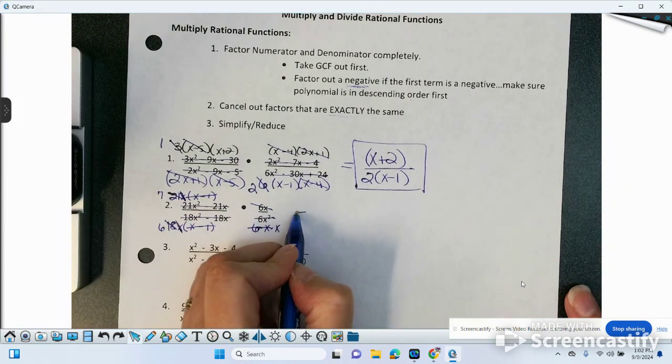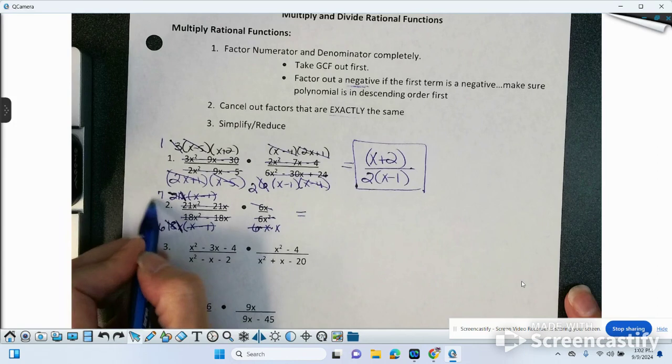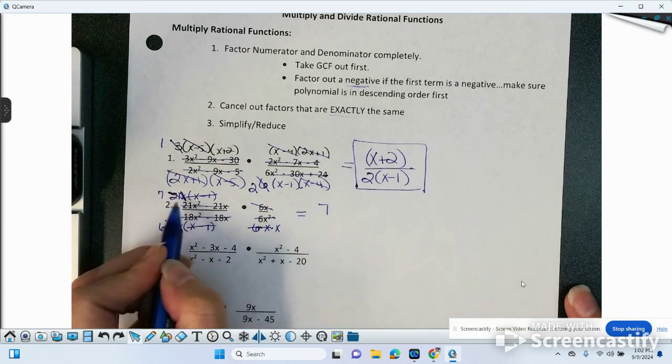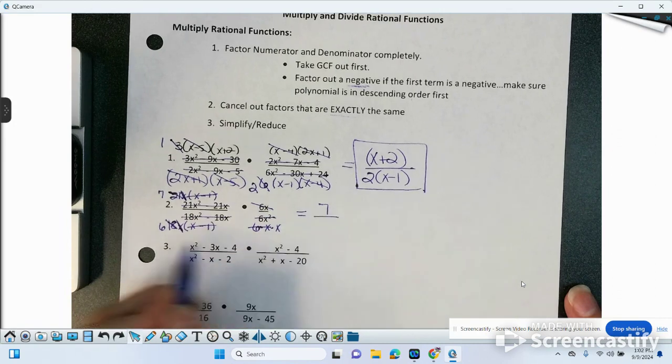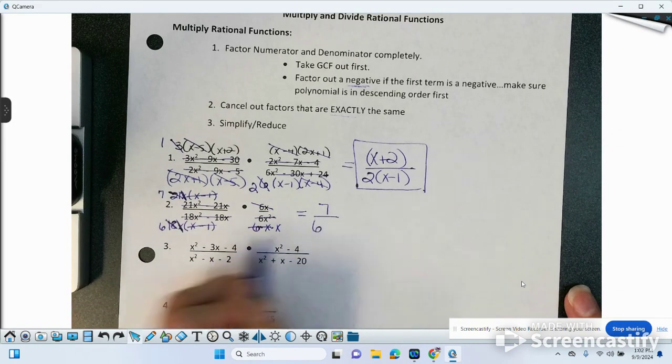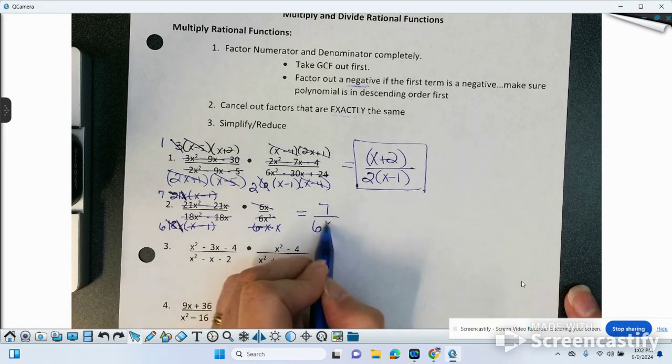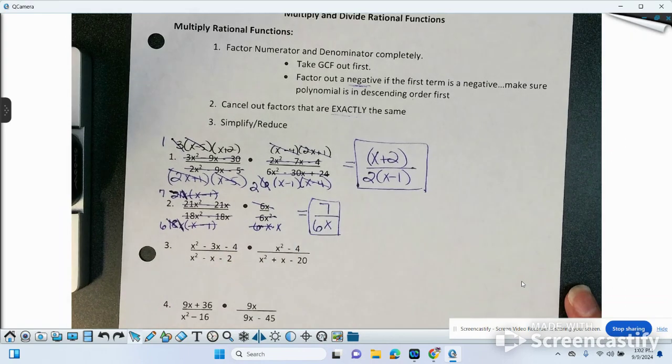Now let's see what I'm left with. I had a 7. The x, that's all gone. That's all gone. So I have a 7 left in the top. I have a 6 left in the bottom and an x. So 7 divided by 6x is going to be my answer.